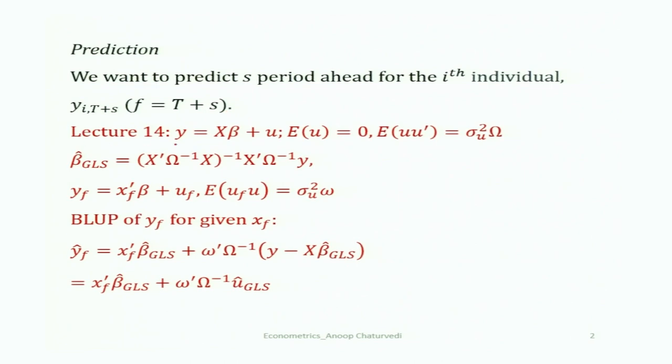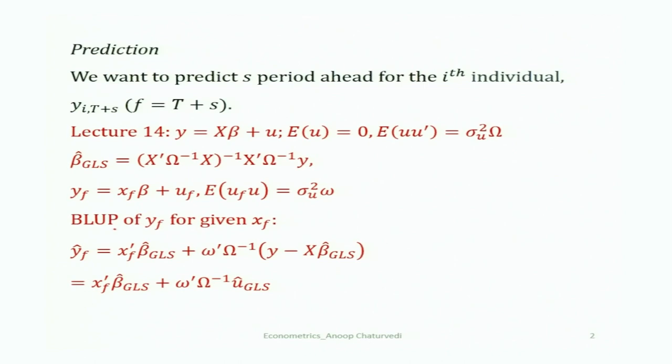Then in lecture 14, we discussed the prediction for the multiple linear regression model when the disturbances are non-spherical. So, we consider the model y equal to X beta plus u, where the variance covariance matrix of u is of the form sigma square u Omega. And then the GLS estimator of beta is (X transpose Omega inverse X) inverse, X transpose Omega inverse y. Further, we want to predict the value of y_f. So, actually y_f is equal to x_f beta plus u_f. And we assume that the covariance of u_f with u is sigma square u omega.